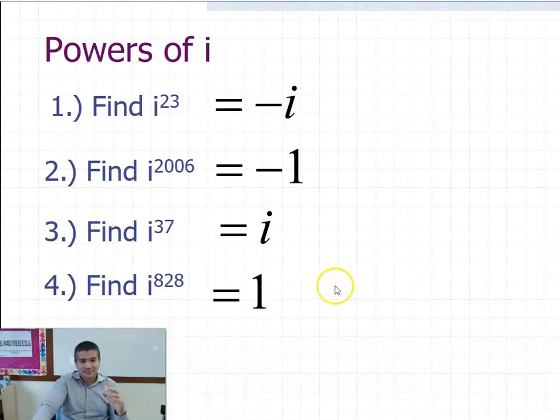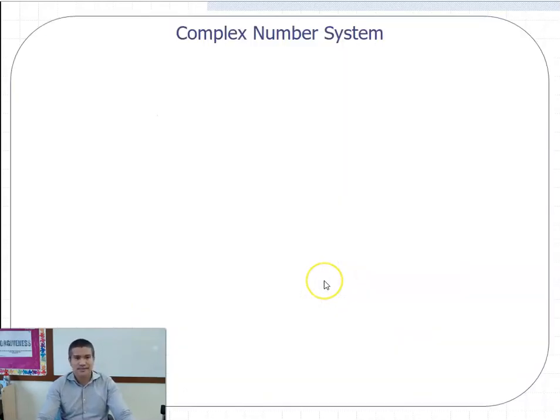Got it? Again, i to the 23, remainder 3, i cubed, -i. Here we have i squared, -1. i raised to the power of 1 is equal to i, and here i raised to the power of 0, or i to the power of 4, is equal to 1.